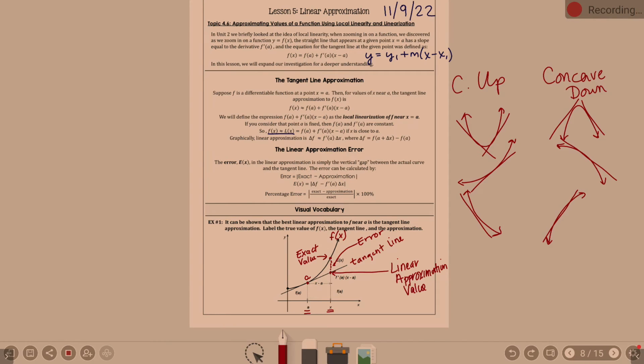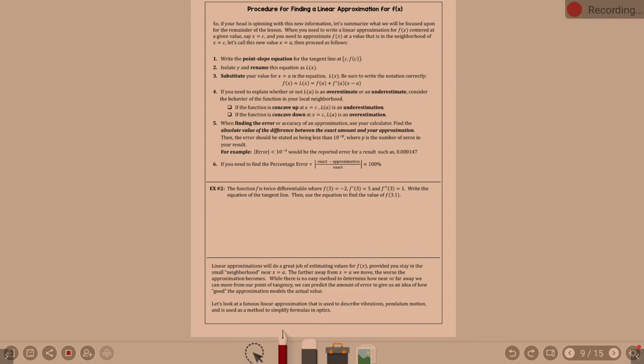So, if your head is spinning with this new information, let's hope not, but I don't know. I may have sent it there. We're going to summarize what we're going to focus on for this lesson, which is our linear approximation. We're going to be asked to write the linear approximation for f of x centered at a given value, whether it be c, a, whatever. And then you can use that to approximate values that are in the neighborhood. It doesn't work if the given value is 2 and you're trying to approximate for 10. That's not how this works. Given value is 2, you're trying to approximate for 2.1, or something very close there. Maybe a little farther out than that, but close.